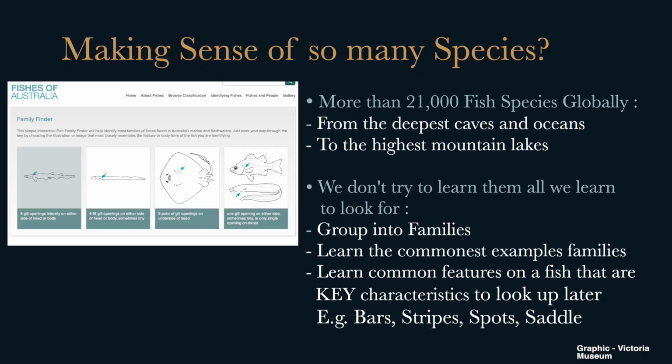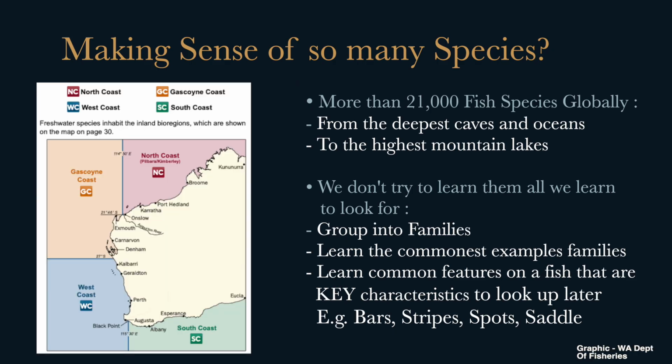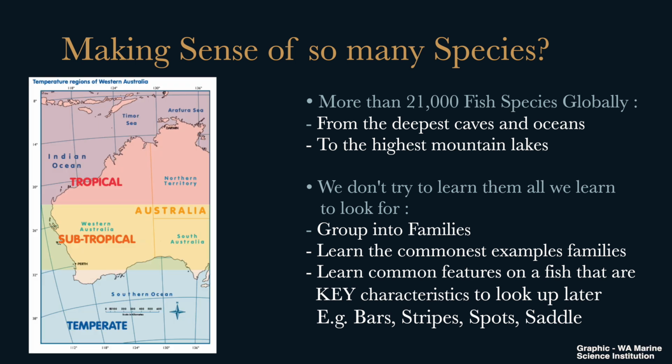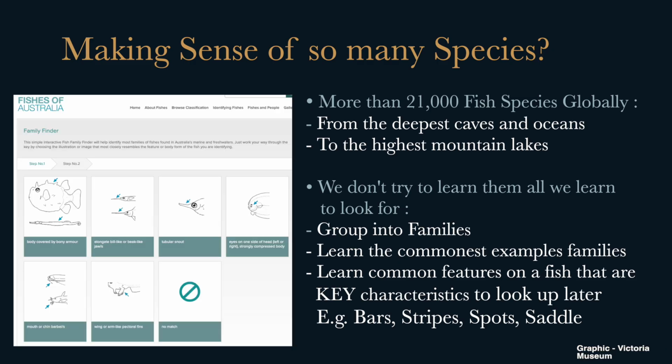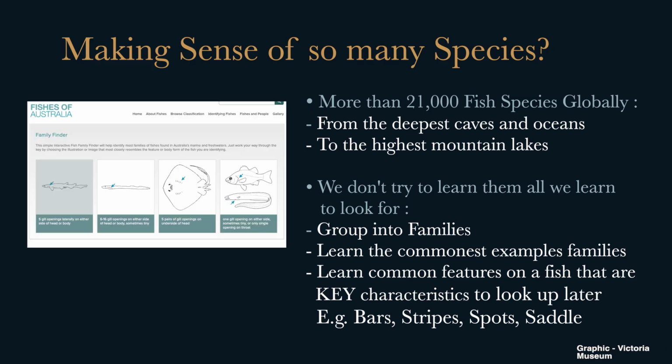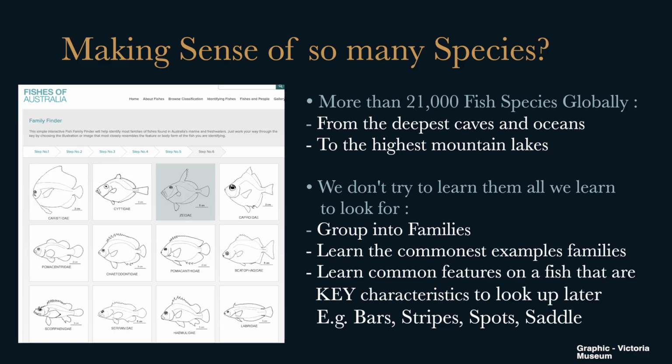We will learn how to recognize a number of key families, which work both in the tropics and temperate areas. This is useful since Western Australia is split into 4 distinct bioregions, from cold water in the south, to Mediterranean in the middle, to tropical in the north. We'll also learn how to recognize and describe some key identification features such as patterns, spines, fins, colors, etc.